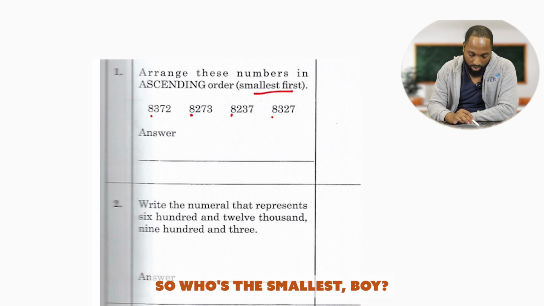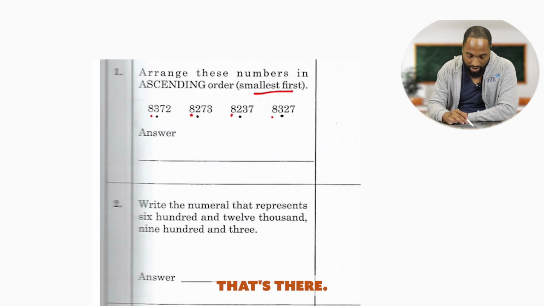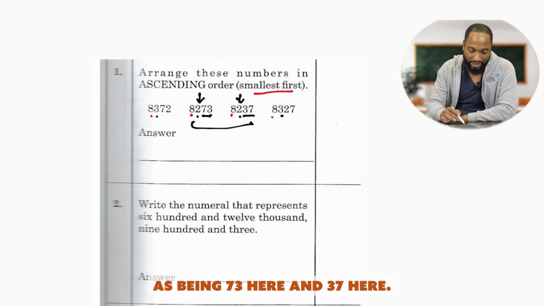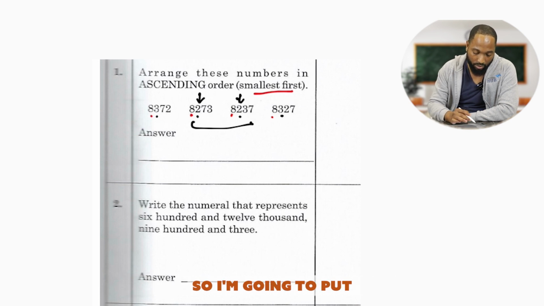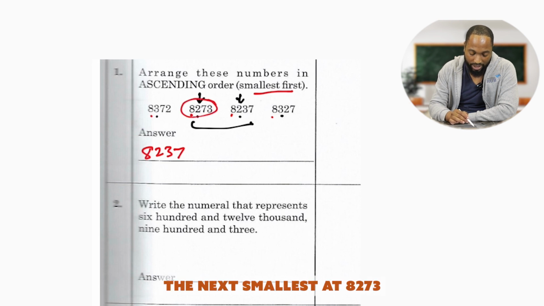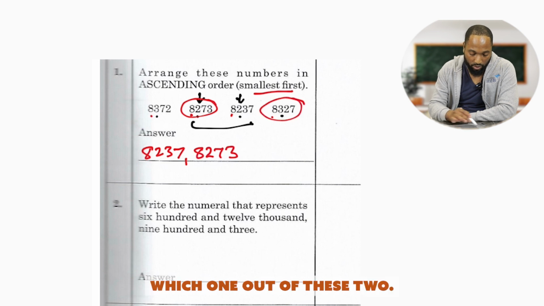So who's the smallest? Let's check the next place value, the hundreds place value. Only these two have 2, so it's one of these. As soon as I check this, I see 73 here and 37 here. So which one do you think is the smallest? It's definitely this one. So I'm going to put 8237, and I'm pretty certain that this will be the next smallest at 8273. Now to determine which one out of these two.